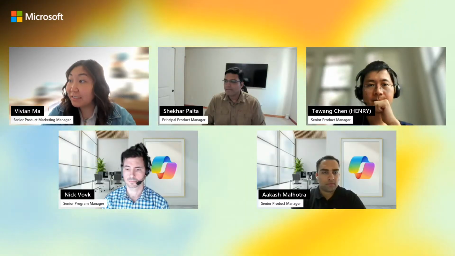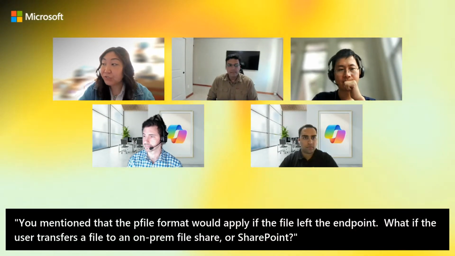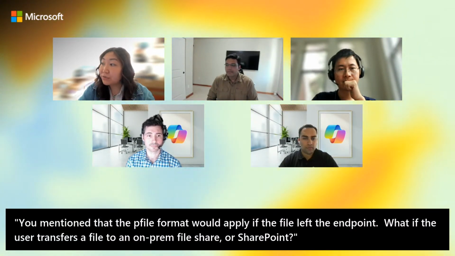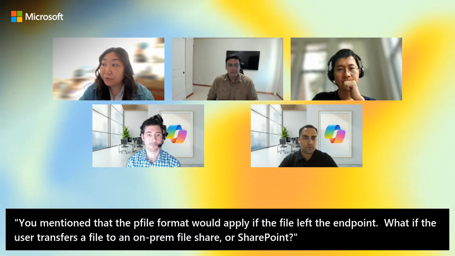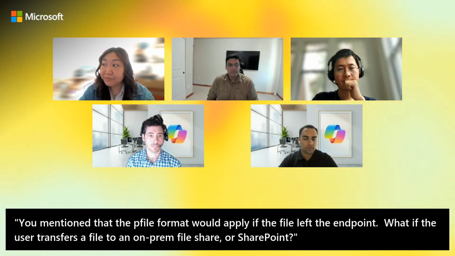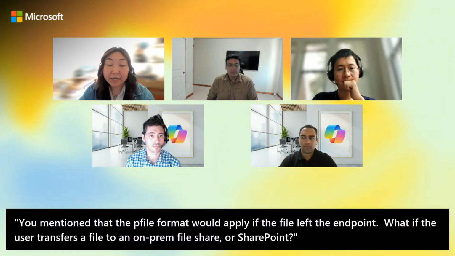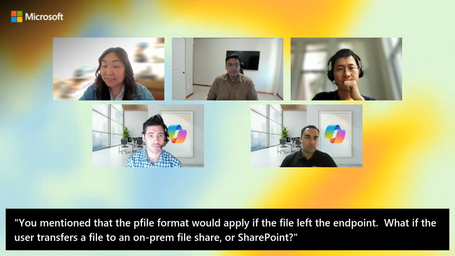Next question is, you mentioned that the P file format would apply if the file left the endpoint. This is in reference to the advanced label-based protections. What if the user transfers a file to an on-prem file share or SharePoint? Ideally, we will only want the P file modification if the file egresses from our environment.